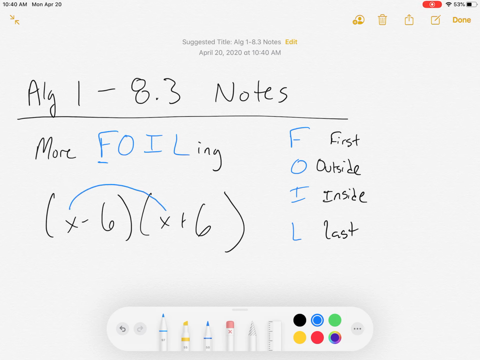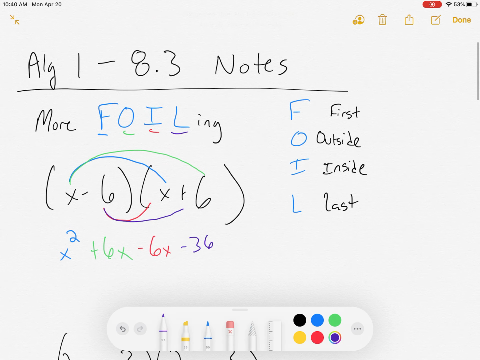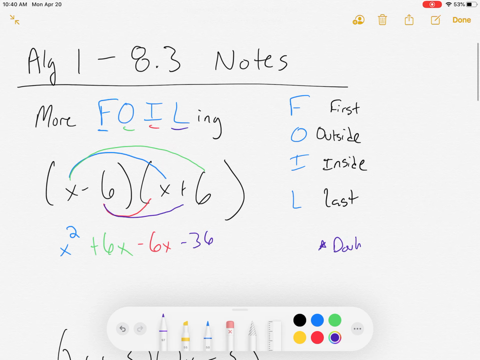So when we go through and FOIL this, we're going to do the first term of each binomial. So the F, x times x, is x squared. Up next, O, the two outside terms, x times positive 6 is plus 6x. Next up, I, the two inside terms, negative 6, it's the sign and the number, times x is minus 6x. Last is L, the last terms, negative 6 times positive 6 gives you a minus 36.